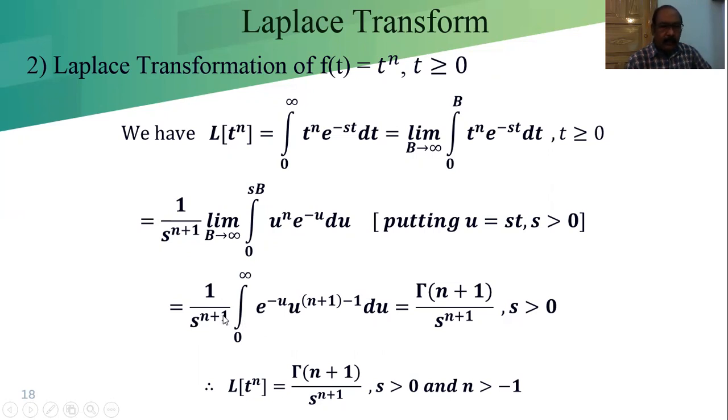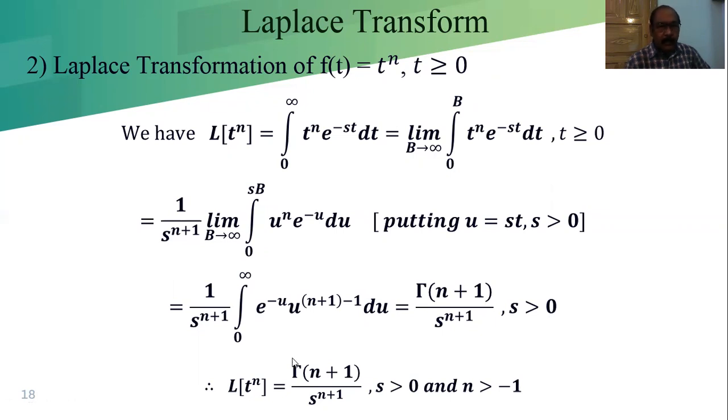1 by s to the power n plus 1. One s we get from this, and another s to the power n we get from this t to the power n. t to the power n means u by s to the power n. From that, s to the power n, and one s is from our dt. So s to the power n plus 1. The gamma function, this is gamma n plus 1. So we can write this in the form gamma n plus 1 by s to the power n plus 1, where s is greater than 0.